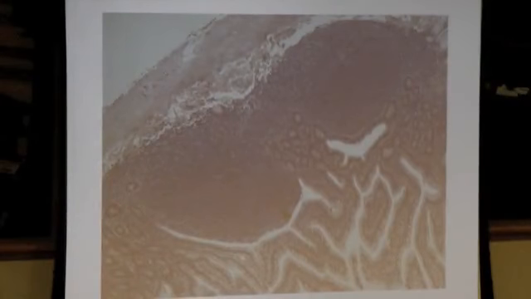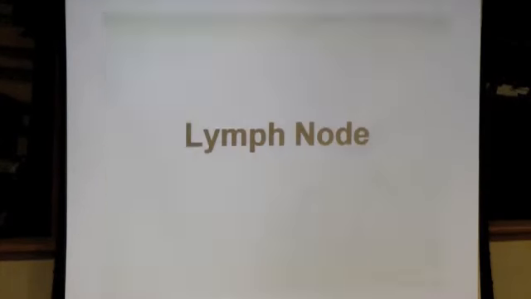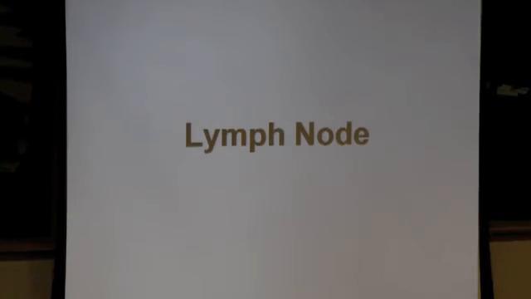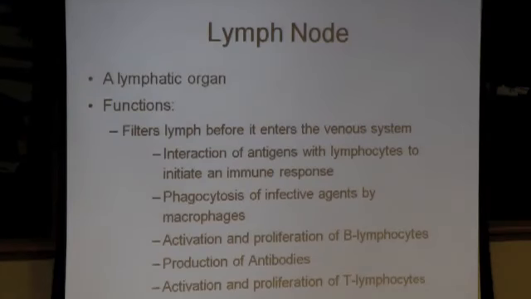And so again, here is an example of a primary nodule or a couple of primary nodules. These are in fact Peyer's patches. And then I don't have a secondary nodule to show you right now. I think I have one a little further down the line. Let's move on to the lymph node, a larger structure, before we move on.